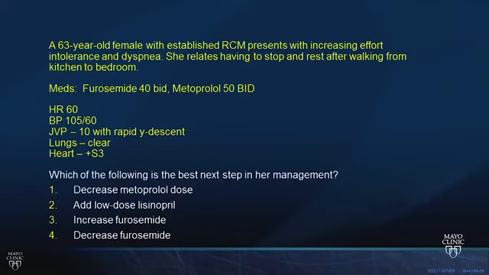So let's go back to the 63-year-old woman with established restrictive cardiomyopathy who presents with increasing effort intolerance and dyspnea. She has to stop and rest after just walking from the kitchen to the bedroom. She's on these medications, she's got this examination. Now, what is the best step in her management now? She's pretty symptomatic. She's on furosemide and metoprolol.